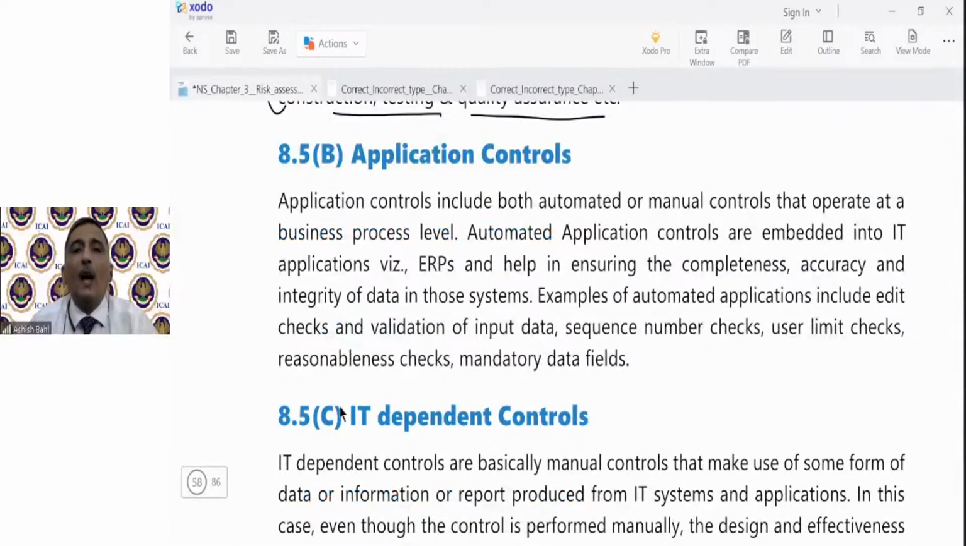So now we come to application controls. So what are application controls, students?